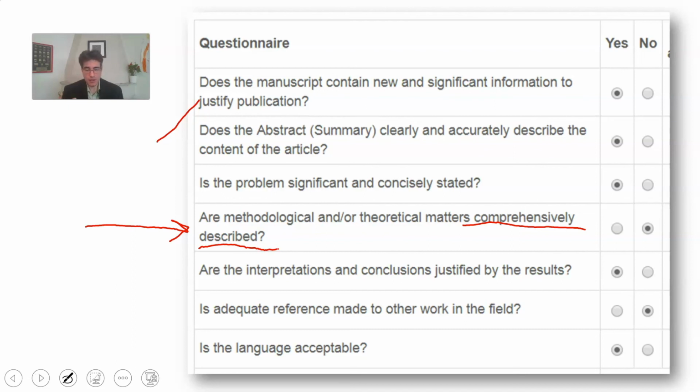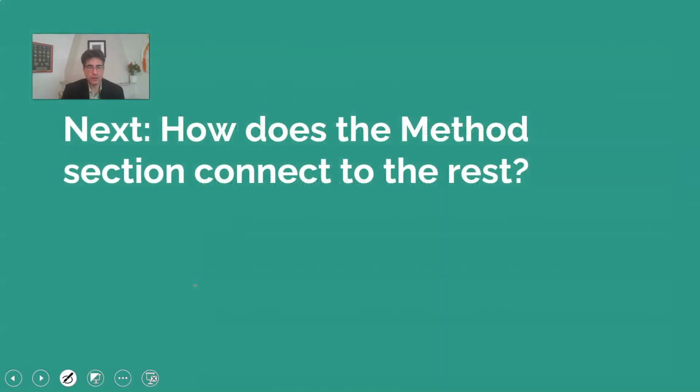Again, any results arrived at are ultimately an artifact of the method that produced them. And so in order to be able to understand what the results mean, you have to be able to understand the method. And that would then lead to this next question: are the interpretations and conclusions justified by the results? We would need to understand also the method section. And as we'll see in a later module, the discussion section is predicated on the strength as well of the method section, and the results, of course. So next we're going to look at how that method section connects to the rest of an article.